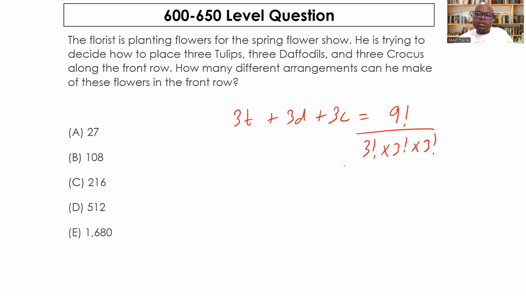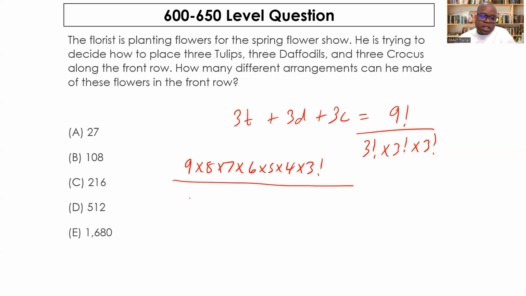This reduces to 9 times 8 times 7 times 6 times 5 times 4 times 3 factorial. I normally leave out the last factorial because it will cancel out with one of the denominators. The largest factorial from the denominator, I leave it out because it will cancel out the numerator. It's a tip I use for saving time as well.